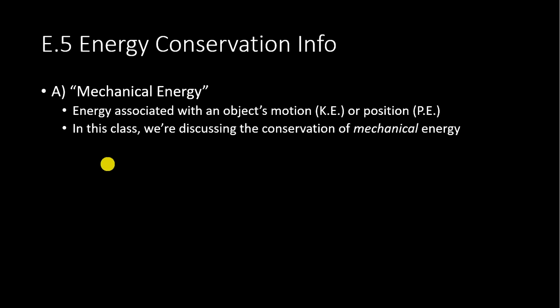The first thing is really just the term, all right? And that term is mechanical energy. In this class, mechanical energy is really what we're talking about when we're dealing with energy conservation. And mechanical energy is different from other types. There are types like nuclear energy, energy from heat, energy from light. But here, we're referring to the energy that's associated with an object's motion. Think of kinetic energy. Or its position, like gravity, gravitational potential energy.